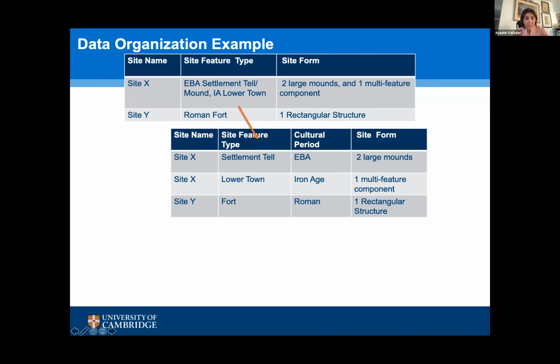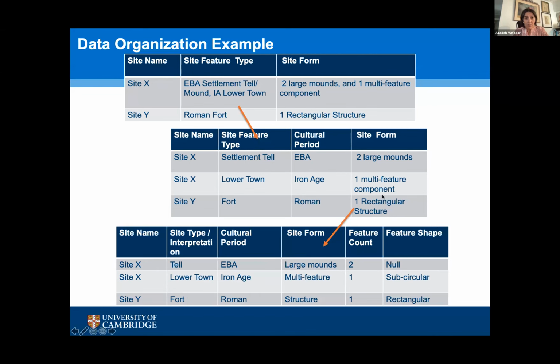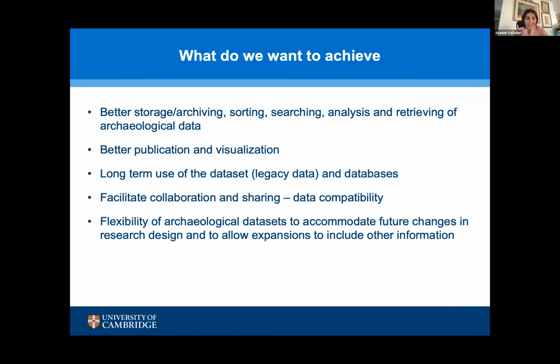And when I look at the form column, in reality, I'm talking about three different things. I'm talking about the counts, feature counts. I have two, and a form: large mounds, my settlement tell mounds, and the shape, which in case it doesn't have a shape, but in my Roman fort, the shape is a rectangular structure. The way in which the data is organized and stored during analysis itself is vital to the kind of research that you can conduct with your data in the end. So this is an important step to not forget.